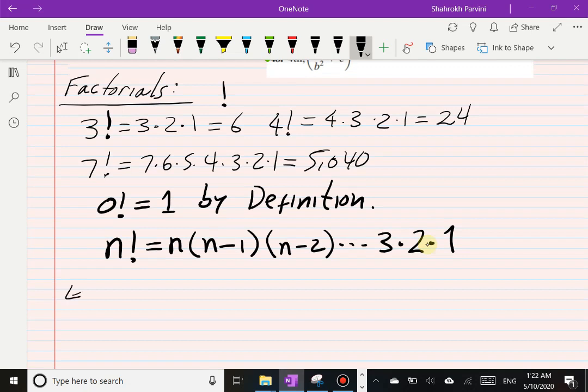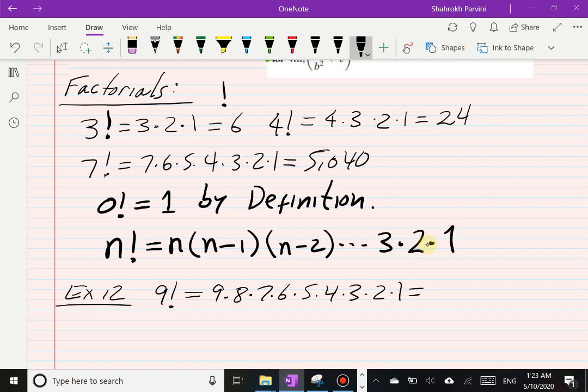First, we're going to look at exercise number 12. In exercise number 12, quite easy, we're given 9 factorial. So that means 9, 8, 7, 6, 5, 4, 3, 2, 1. Now you can actually multiply these one at a time, or if you have any kind of calculator, most scientific calculators now have a factorial button. So my calculator shows this number to be 362,880. And again, I'll show you in a moment how to do this on a TI calculator.